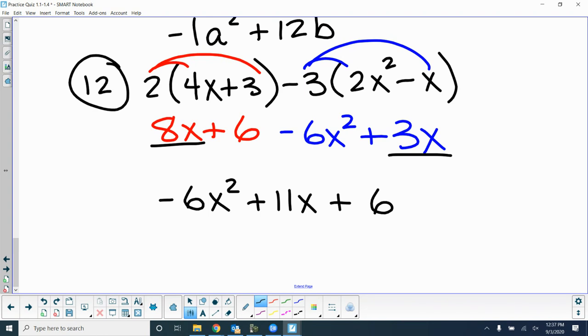Pam's got a question? I think I did something wrong. I got 5x instead of 11x. I had negative 3x instead of positive 3x, after I fixed it. Yes, leave it.